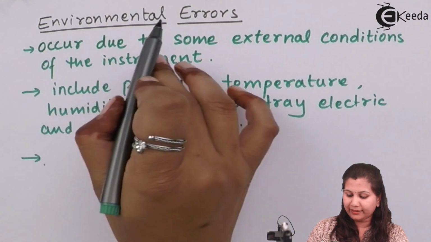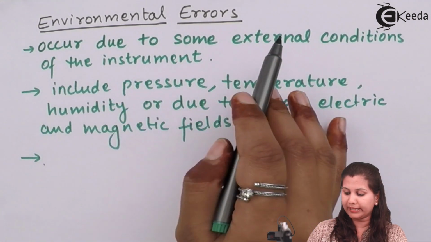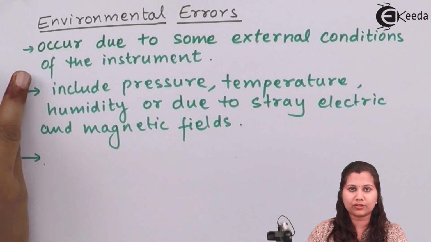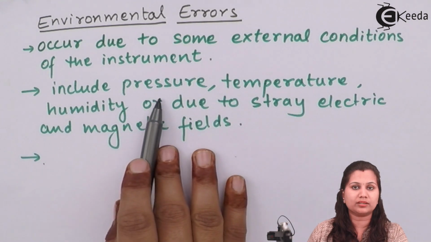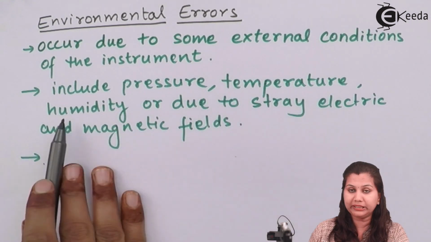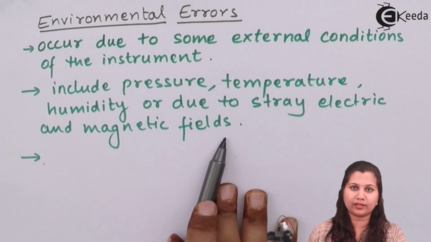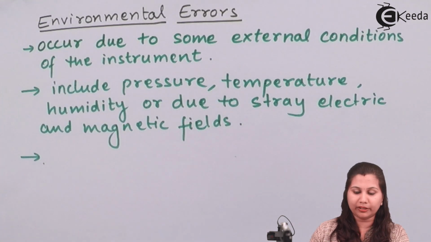So environmental errors occur due to some external conditions of the environment. If the external conditions are changing, then they will affect the readings of the instrument. Now these external conditions may include the pressure, temperature, humidity, or the presence of stray magnetic and electric fields. Now how can these environmental errors be reduced?